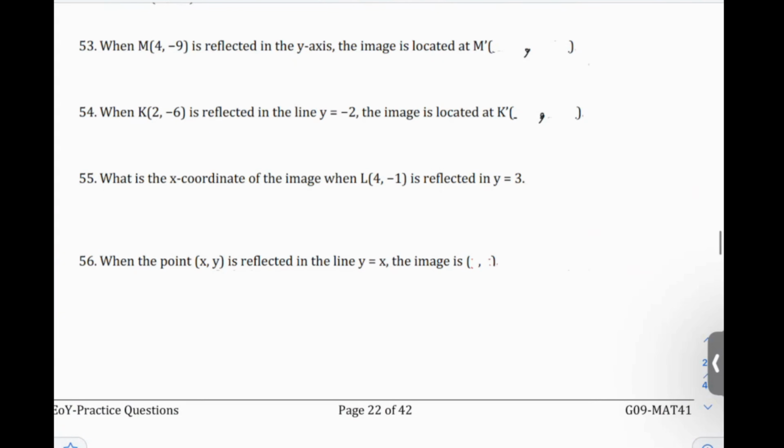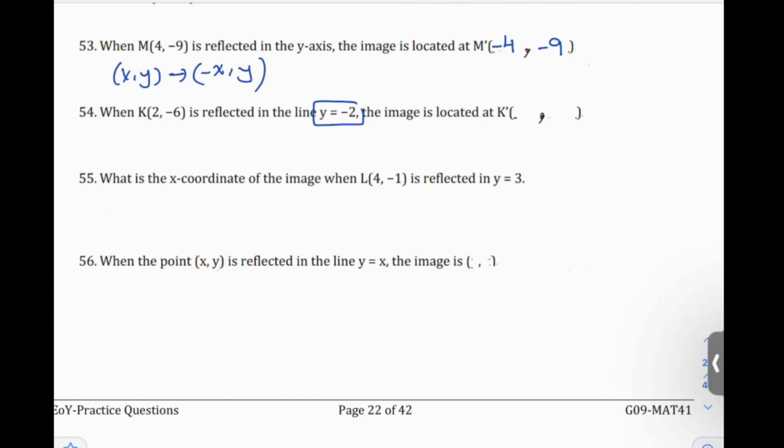When the point (4, -9) is reflected in the y-axis, (x, y) goes to (-x, y). You can write the formula in front of your eyes so that you don't forget. So what is happening now? Only the sign of the x coordinate will flip. So you will have -4, keeping the y the same.